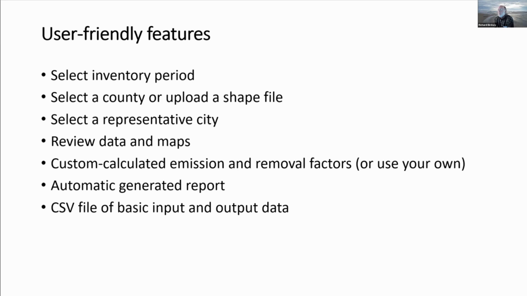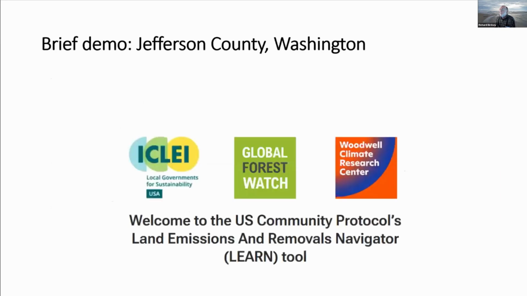The tool generates a report. It's an 8-page report with graphics and text. It's all canned, so it just pulls data out of the calculations, but presents it in a useful way for the user to get a pretty quick idea of what's going on. And then we output a CSV file of the input and output data, so the user can then do additional calculations if desired. We're going to do a very brief demo for the county of Jefferson County in the state of Washington.